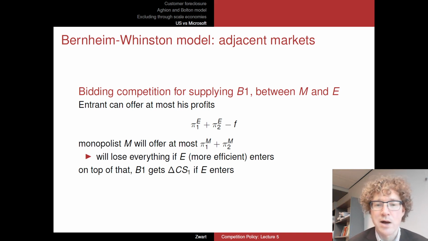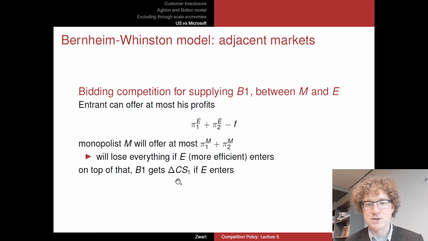vying basically to supply their respective browsers. So it will also get this additional surplus that B1 will get through competition, delta C as well. So who is going to win this bidding competition? Is it M who is going to be able to make B1 happier by accepting his offer, or will it be E who will be able to persuade the buyer not to sign such an exclusive offer in exchange for very attractive supply agreements?